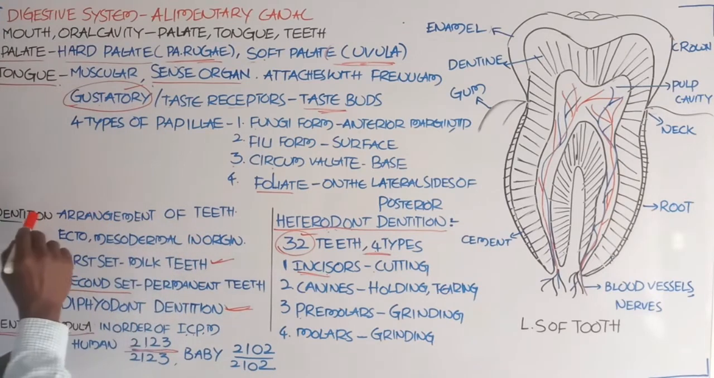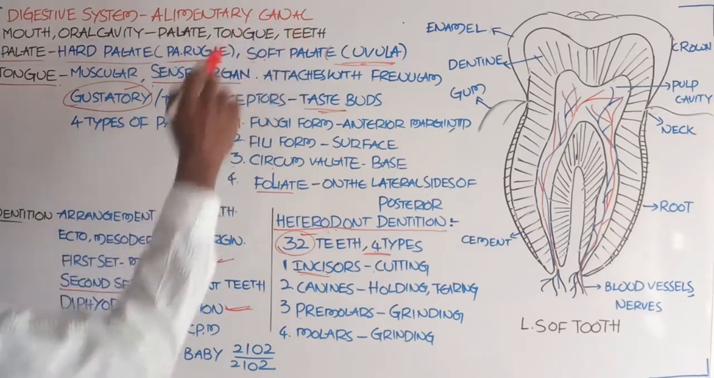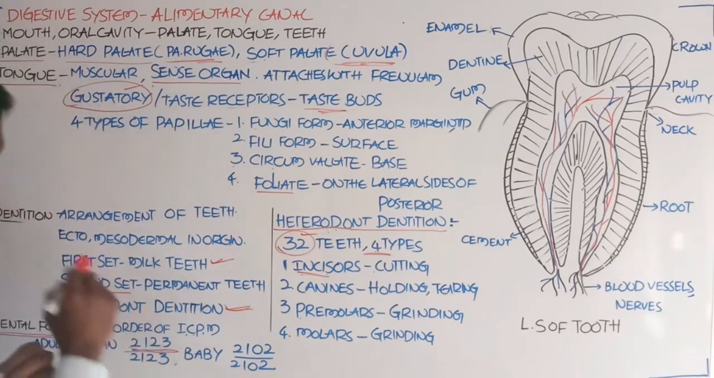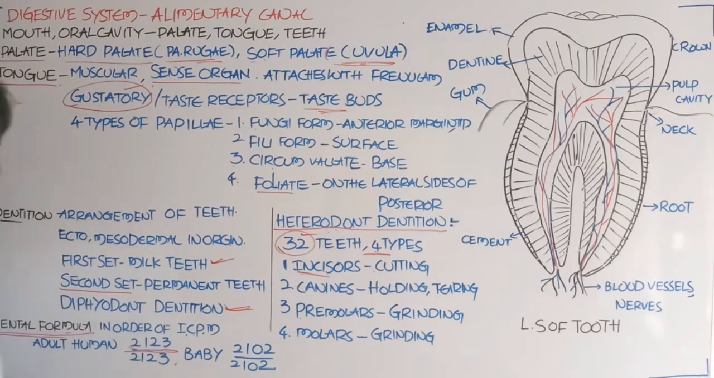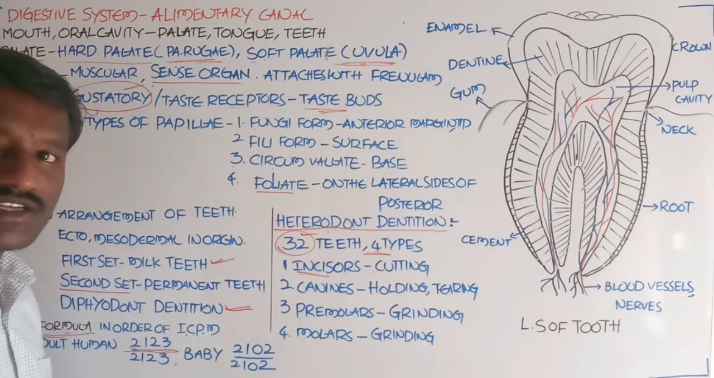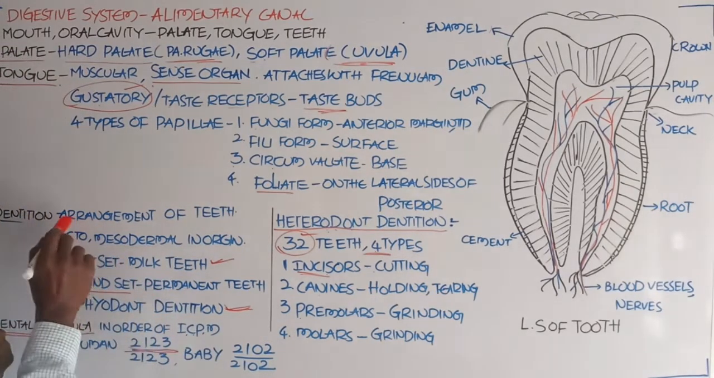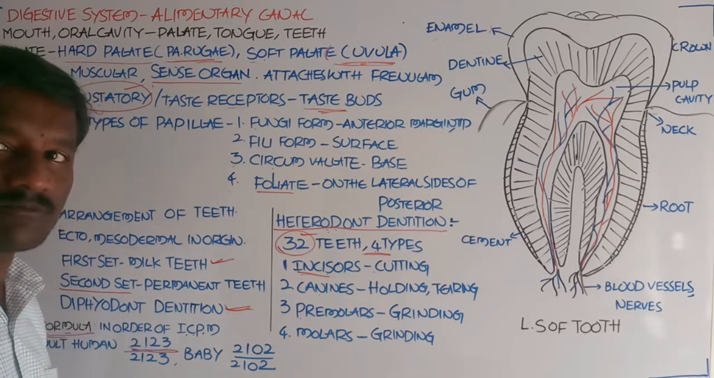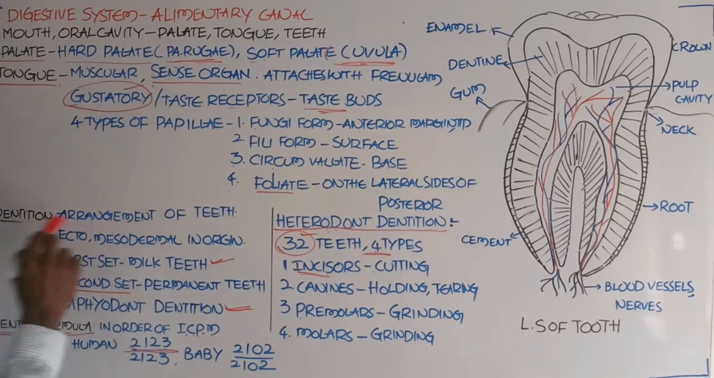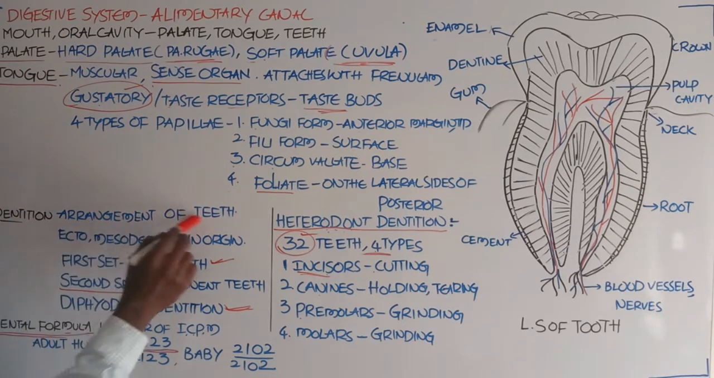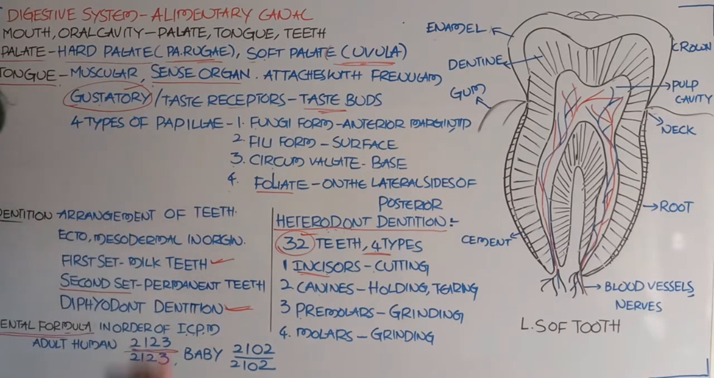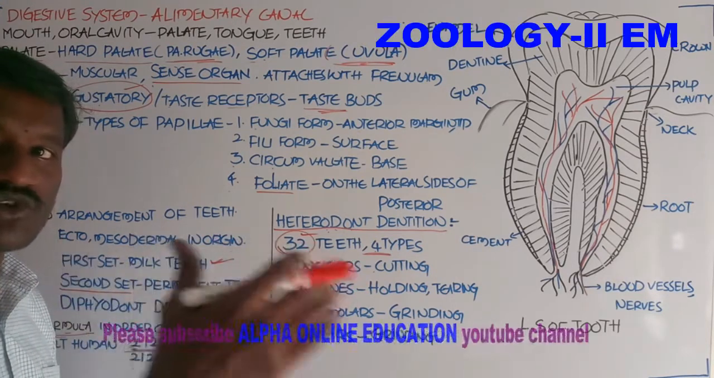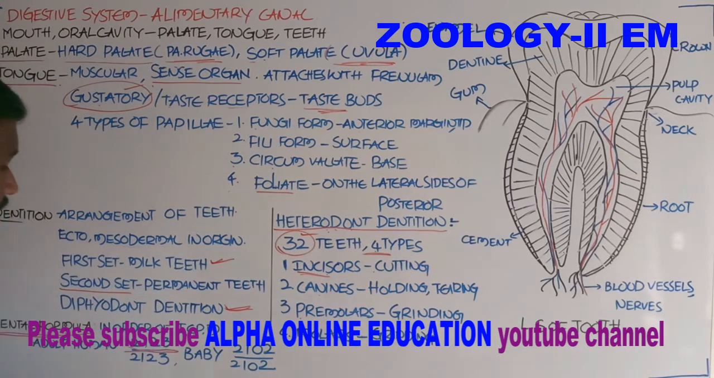And what about the teeth? Teeth are also present in the oral cavity. First, what about dentition? Dentition means the arrangement of teeth in the oral cavity. Okay, students, teeth are ecto and mesodermal in origin. These originate from ectoderm and mesoderm in the embryonic stage.